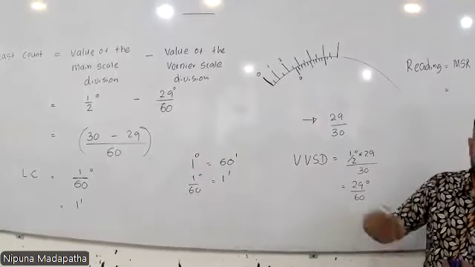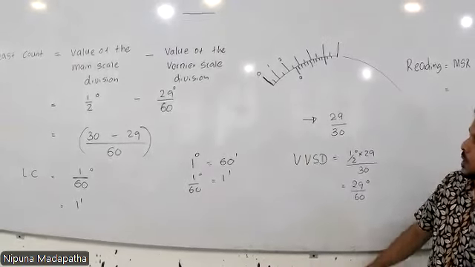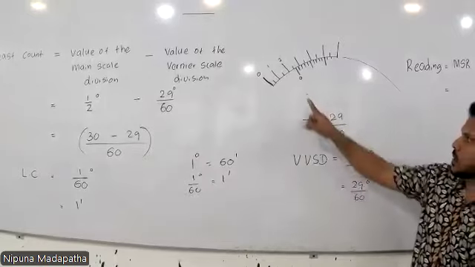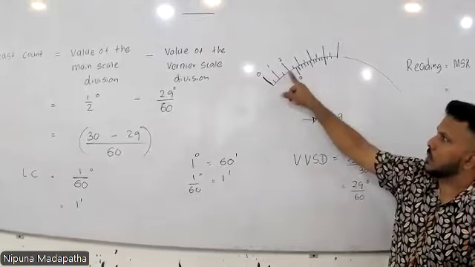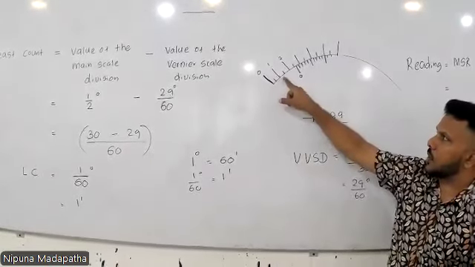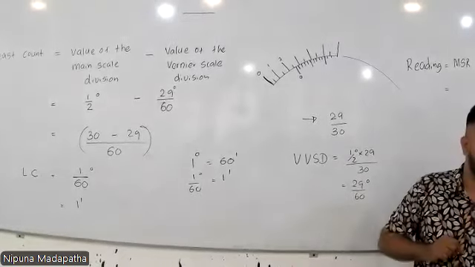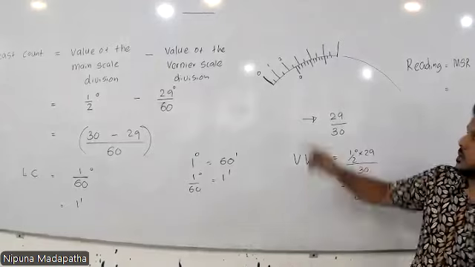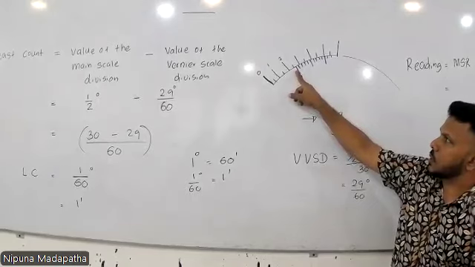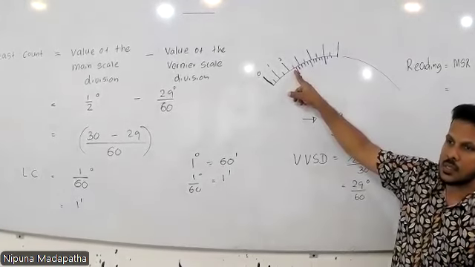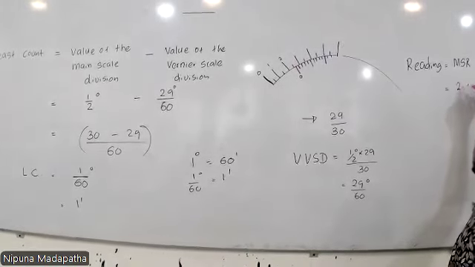Like the vernier caliper, you get the value of the main scale division. So you can read up to the nearest half degree. These are 1, 2 like that. These are half degrees: 0.5, 1.5, 2.5. So what is the main scale reading? 2.5. Just before the vernier scale 0, the main scale division is 2.5 degrees.